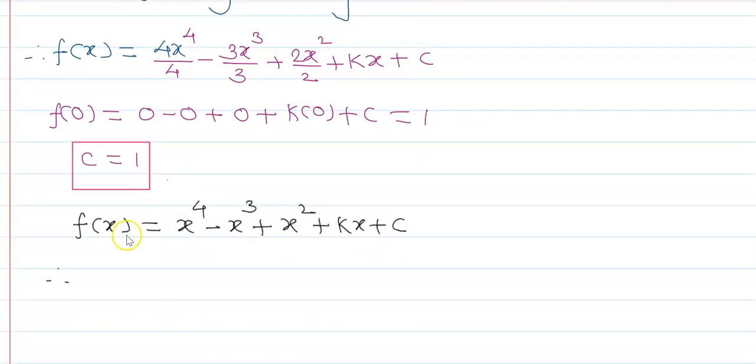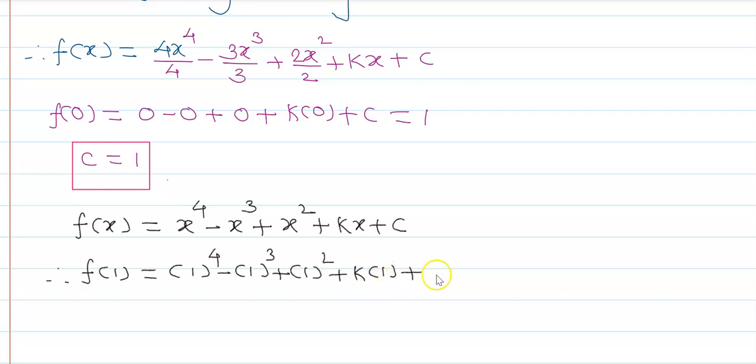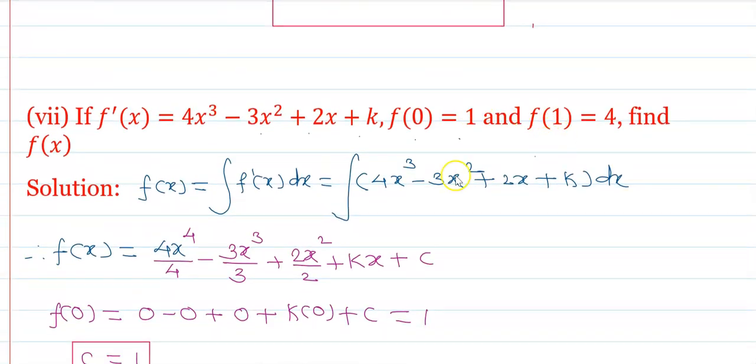Next, f of 1. x is replaced by 1. Therefore f of 1 is equal to 1 raised to 4 minus 1 raised to 3 plus 1 raised to 2, plus k into 1 plus c. Now we know the value of c. c is 1. And what about f of 1? f of 1 is 4.